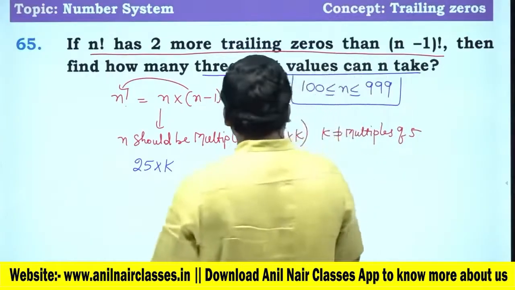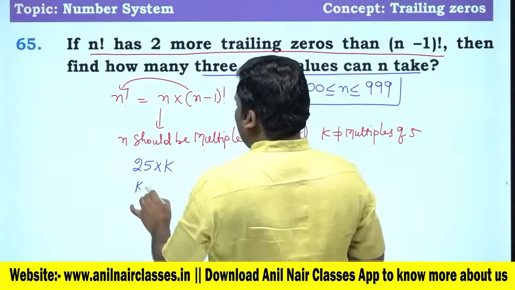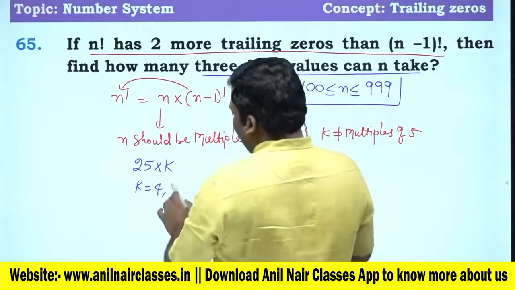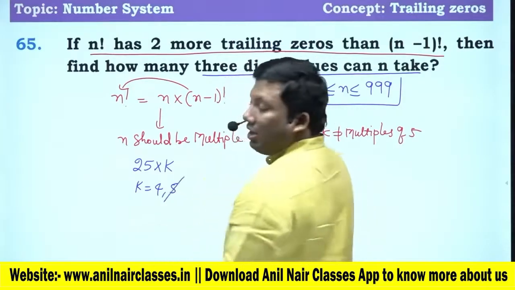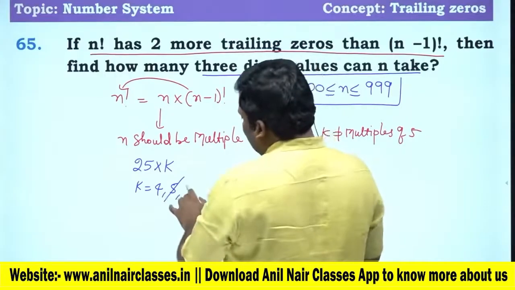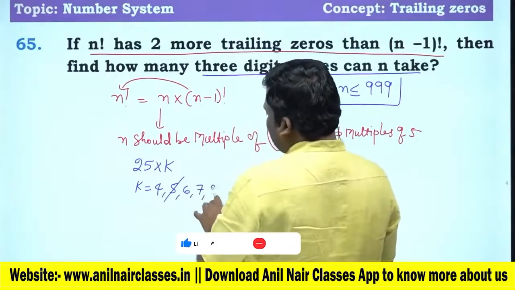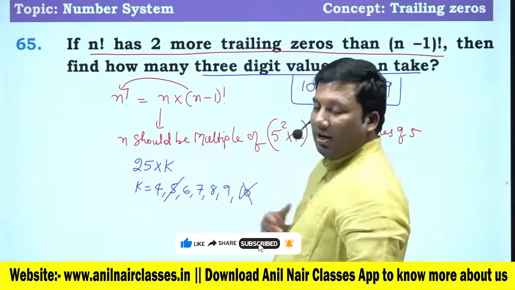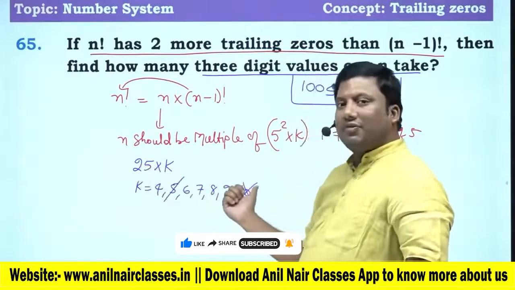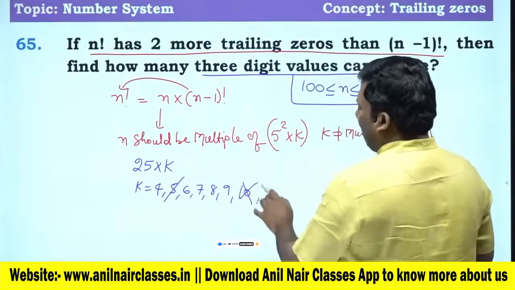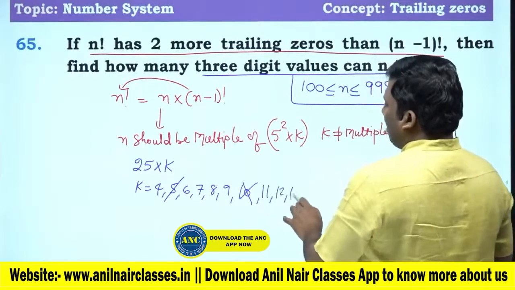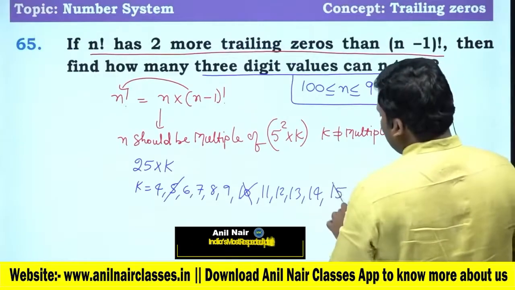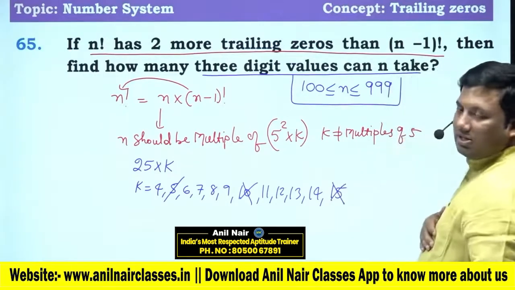Listen carefully, sir. 100 means K can take 4. Yes or no? K can take 4. Can K take 5? Not possible. Can K take 6? Yes. 7? Yes. 8? Yes. 9? Yes. 10, is it possible? 10 means here 5 square, here 5, 5 cube I will get. 11? Yes. 12? Yes. 13? Yes. 14? Yes. 15, is it possible? No.